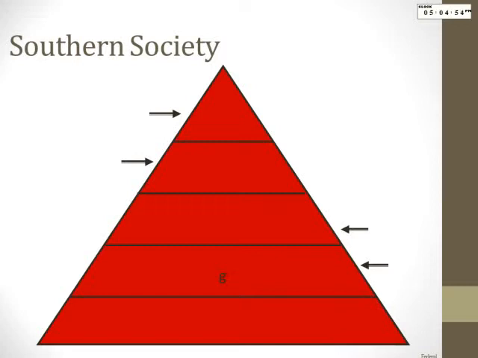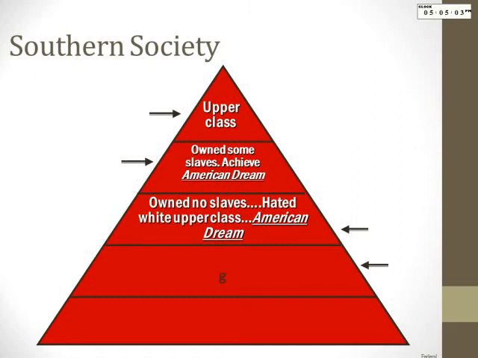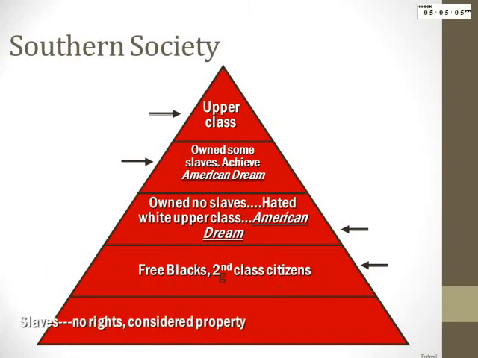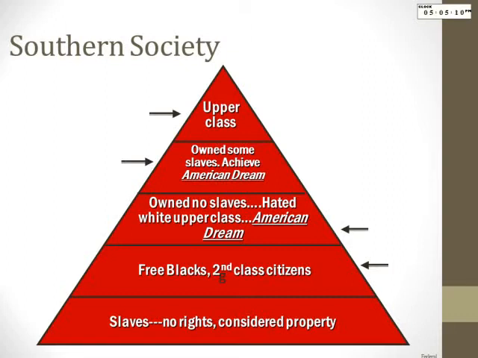So you need to know one of the first things. Number one is that there was a class system: the upper class, some slave owners, non-slave owners, free blacks, and then slaves. Did most people own slaves or not own slaves? No. Most people did not own slaves. In fact, what percentage of people did not own slaves in the South? 75%. So an overwhelming majority of people actually did not own slaves.